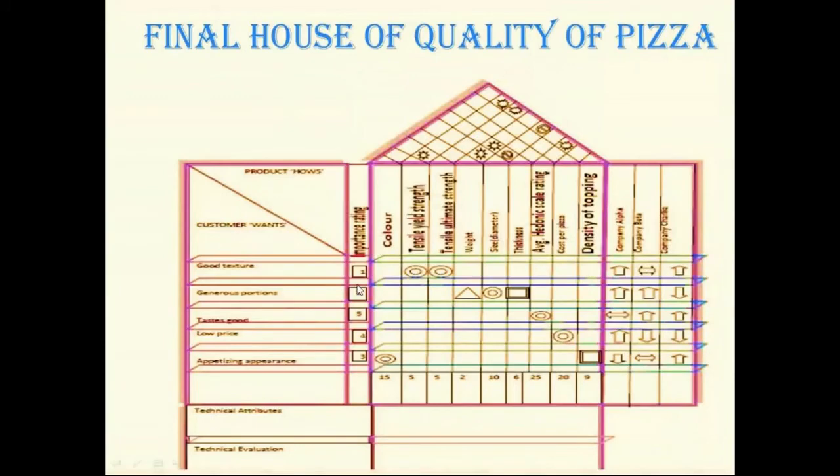Here again there is one more column which is giving the importance of rating of your customer wants. This one which I'm showing you with this arrow, I'm moving from left to right, is showing the importance of the technical requirements. And this is the roof which gives the correlation matrix. This is the relationship matrix between the customer wants and the product house. So this is the whole house of quality. Whatever calculations you have done in these 7 steps are incorporated finally in this diagram.